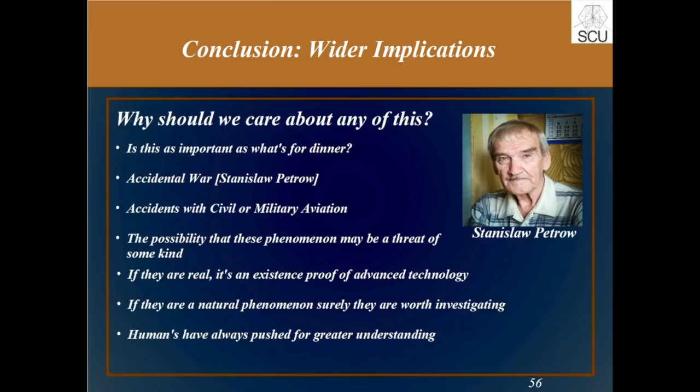Also, they briefly canceled the Nimitz strike event because these things were interfering. They didn't know what they were. What about accidents with civil and military aviation? This could cause stuff like that, although compared to accidental war, it's pretty minor. These things might be some kind of threat. Who knows.